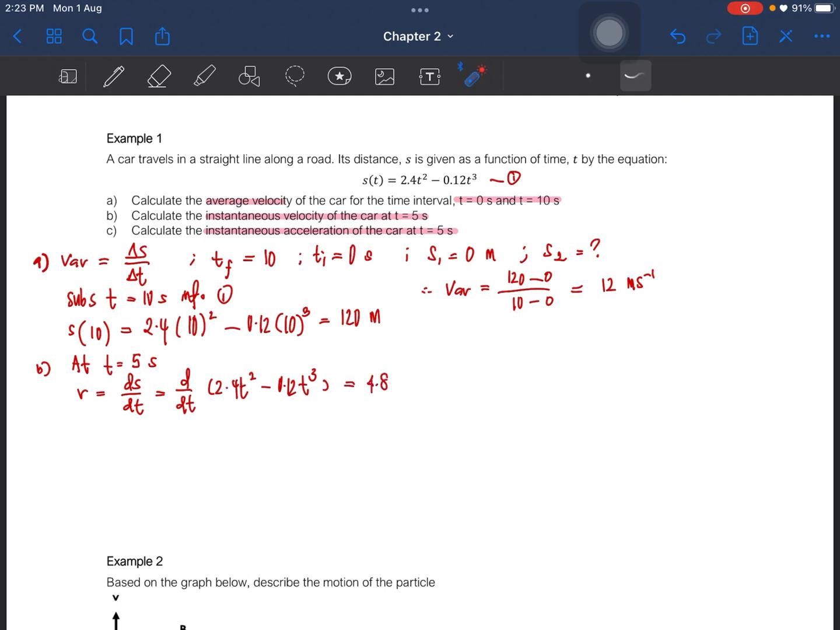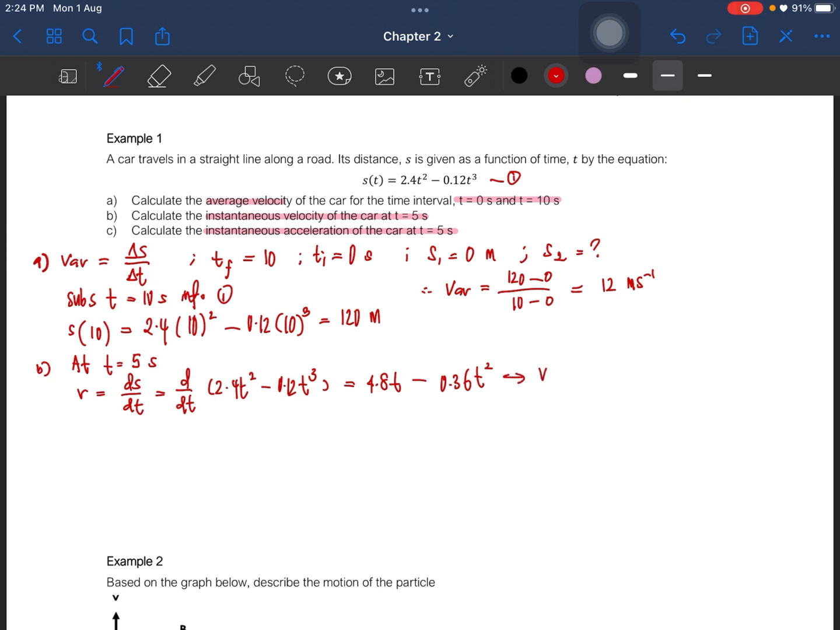Okay, so for differentiation, the power here will be minus 1, because this power, you will be bringing it to the front here, multiply it with this and this. So you will get 4.8t minus 3 times 0.12, you will get 0.36. The power of 3 will be reduced by 1, so you will get 2 here. Okay, and now we have the velocity equation.